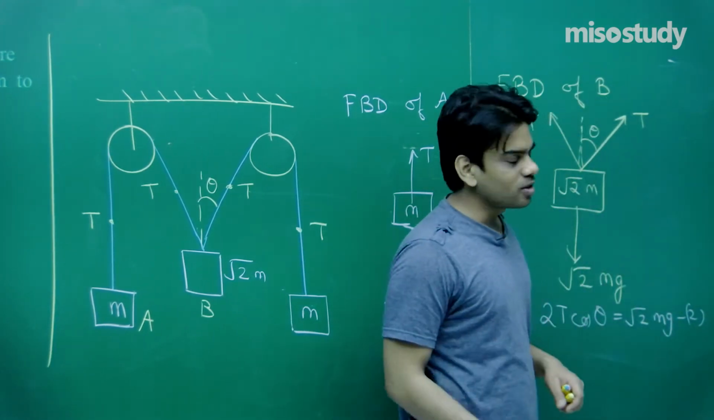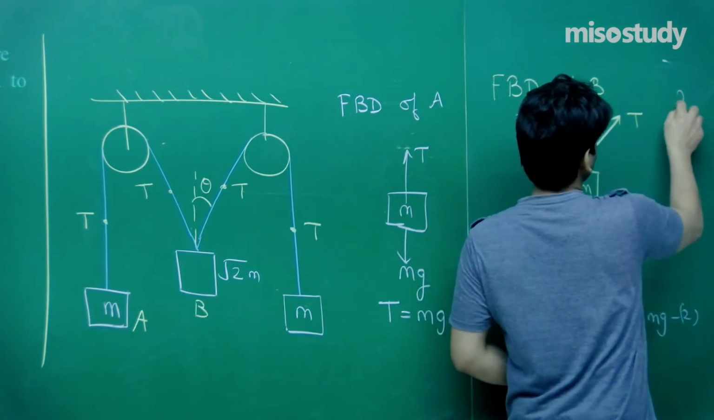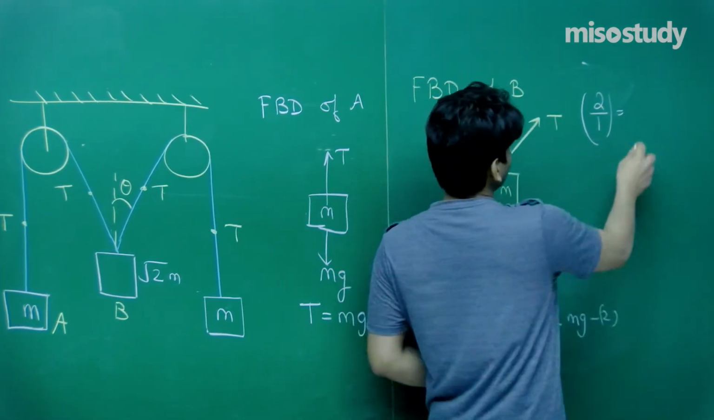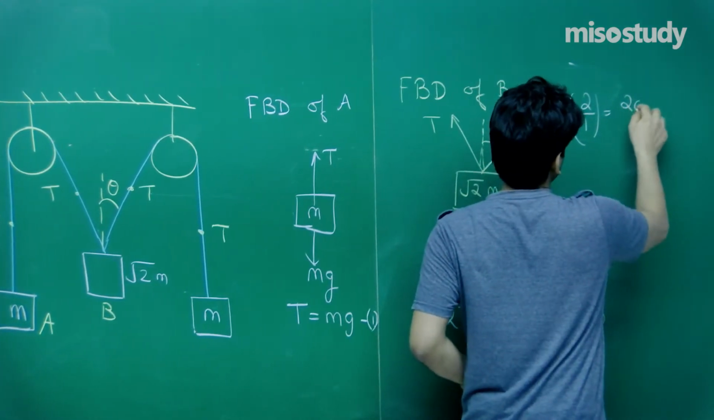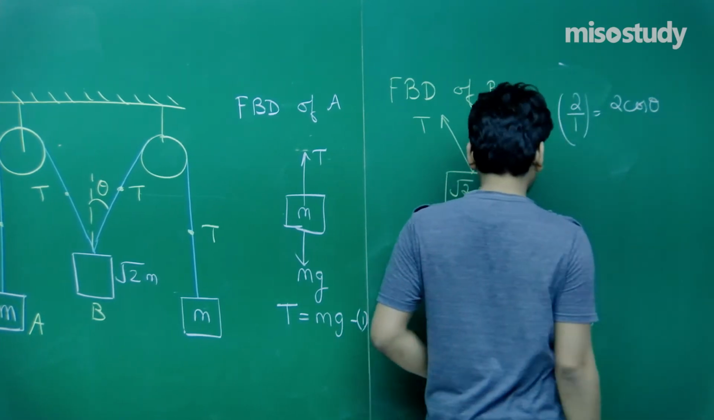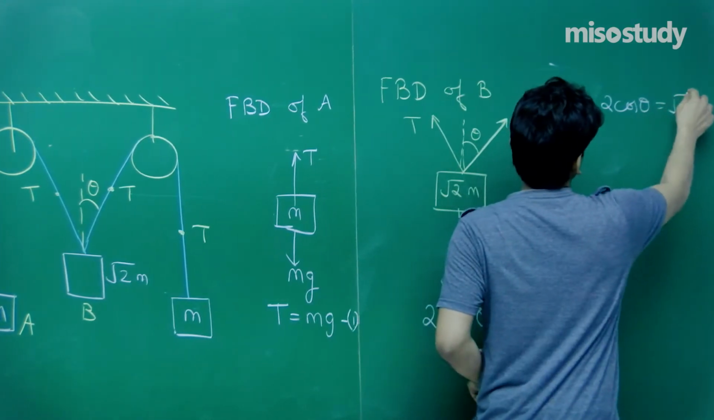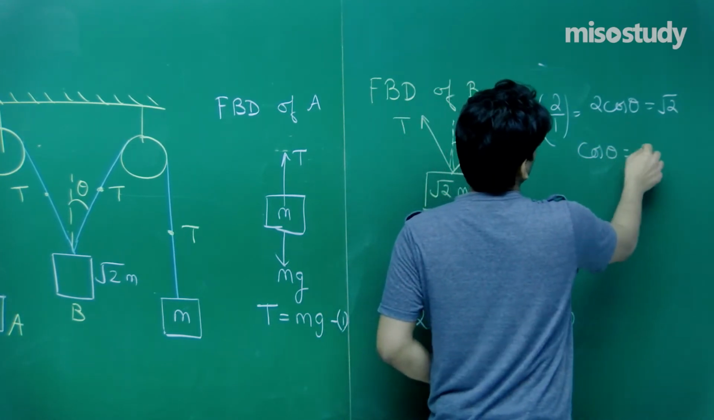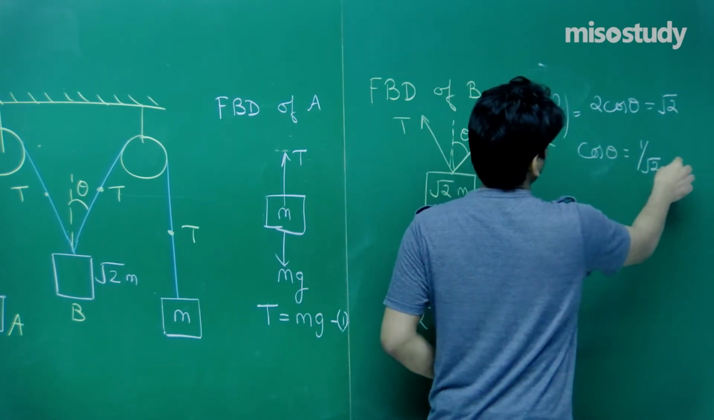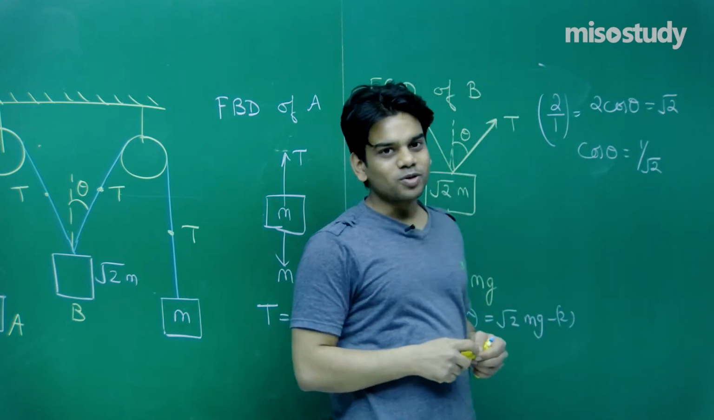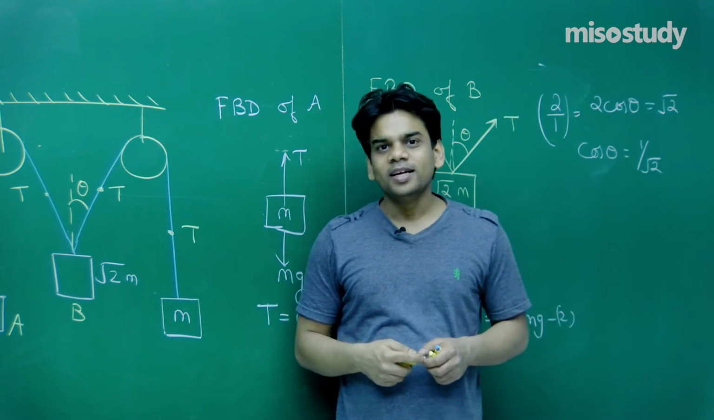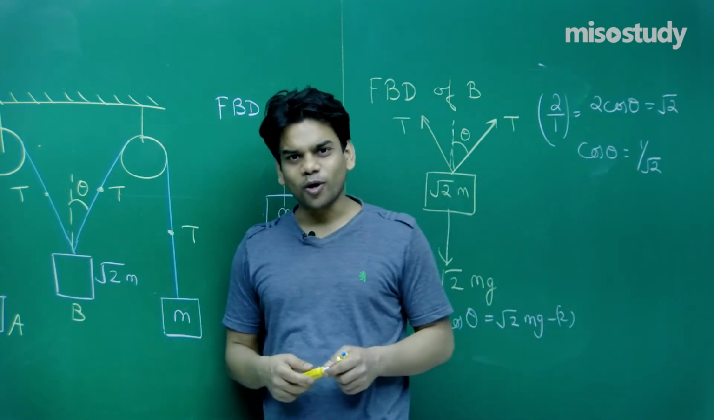If we divide equation number 2 by 1, we will be left with 2 cos theta equal to root 2. This is what we will be obtaining. So finally cos theta comes out to be 1 by root 2. I believe you all must remember for which angle cos theta is 1 by root 2. It's quite obvious, theta will turn out to be 45 degrees.